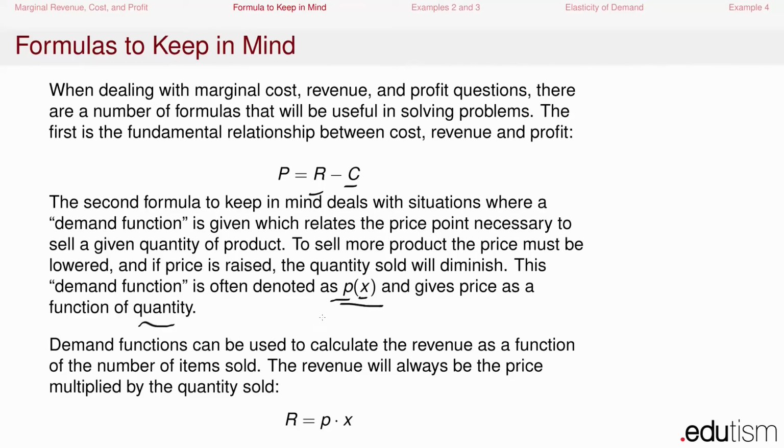Demand functions can be used to calculate the revenue as a function of the number of items sold. The revenue will always be the price multiplied by the quantity sold. Basically, we sell x things at price P, the revenue is going to be the price times the quantity, P times x.